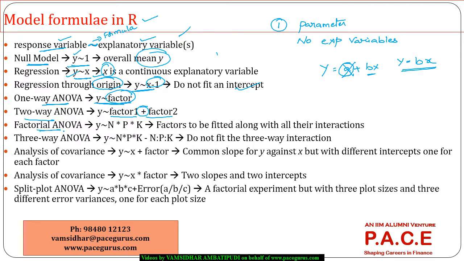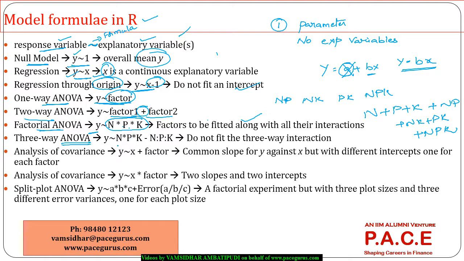And if I am having a factorial ANOVA, I am looking at all the variables. Let's say I am talking about 3 variables which are all factors. So N, P, K are 3 different factors, but I am also looking at all kinds of interactions between them, meaning NP, NK, PK, NPK. So it becomes N plus P plus K plus NP plus NK plus PK plus NPK. That is what we call factorial ANOVA. We are trying to link the response variable y with all these interactions, so the factors are fitted along with all their interactions in a factorial ANOVA.